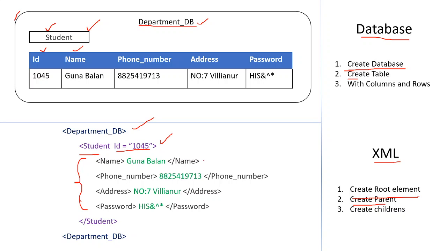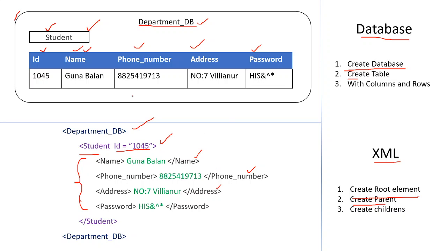After creating the table in the database, as well as the parent in XML, we have to create the columns. Each child is a column. So name, phone number, everything here is a column. So here the children represent the columns.